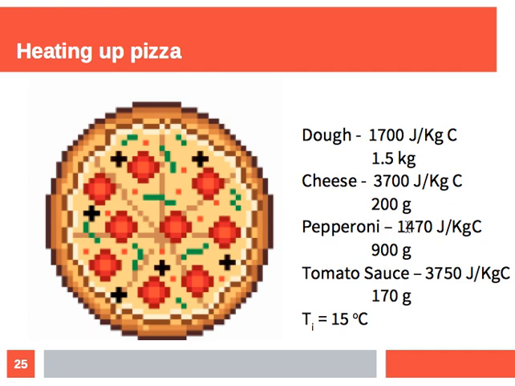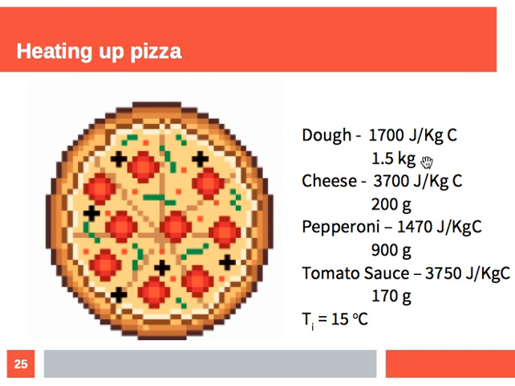Each pepperoni, or the pepperoni substance, which is meat, it's going to be 1,470 joules per kilogram Celsius. And we're going to do 900 grams. And the tomato sauce is going to be 3,750 joules per kilogram degrees Celsius. And they were placed inside a refrigerator, and all of them have the same temperature of 15 degrees Celsius. They all have exactly the same temperature.